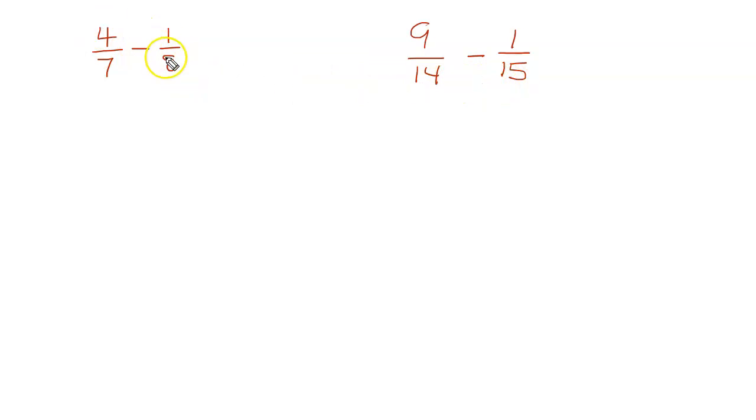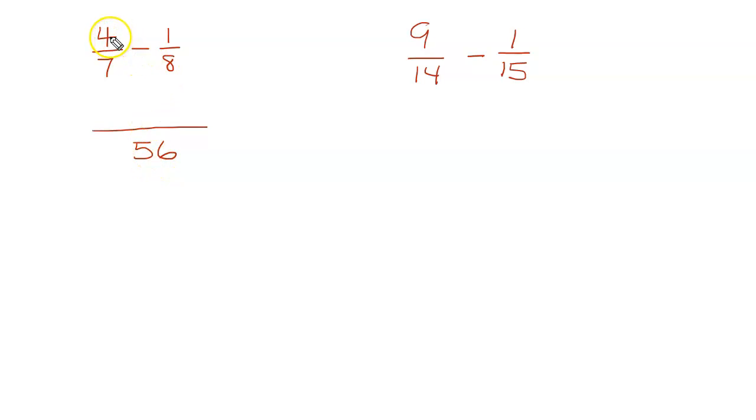So let's just do this one. Now, 7 is prime. So to find the lowest common denominator, when one of the numbers is prime, you just multiply them together. And this becomes 56. Now, what we want to do is to modify these fractions so their denominator is the same.